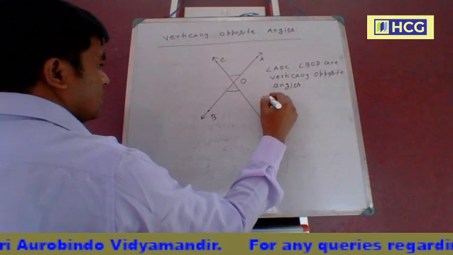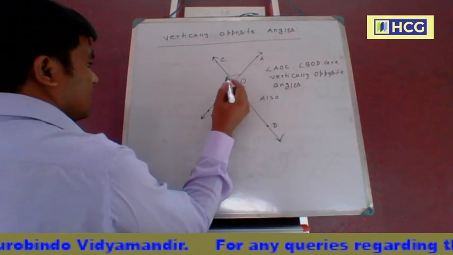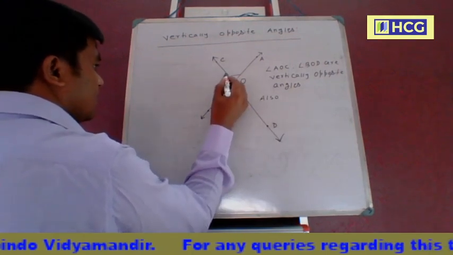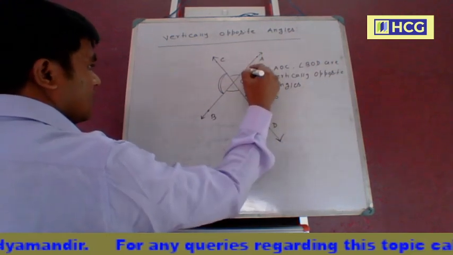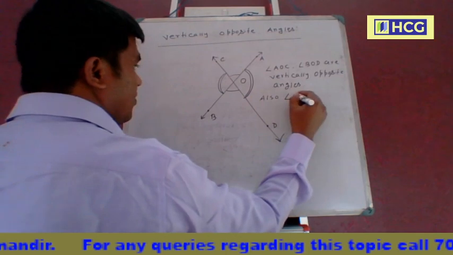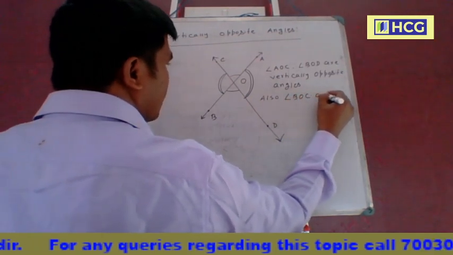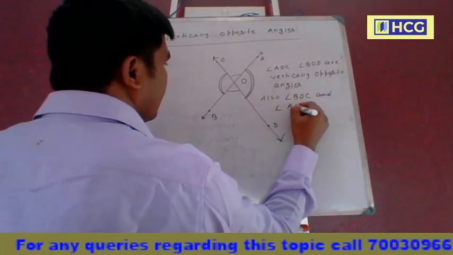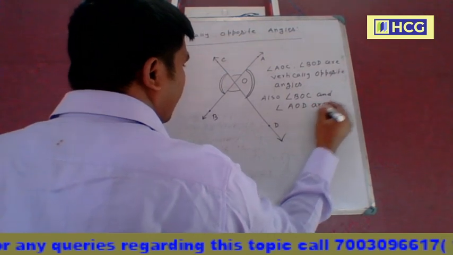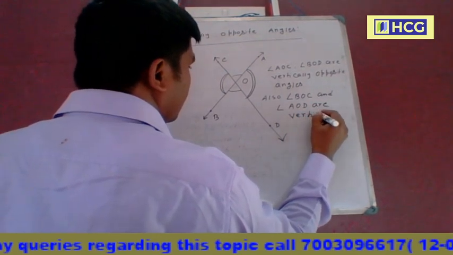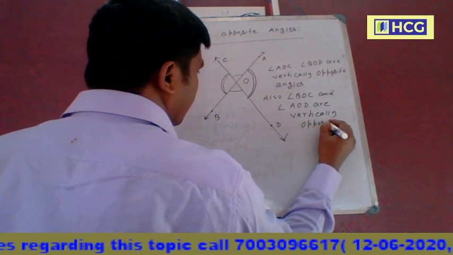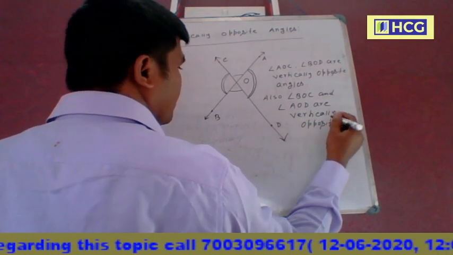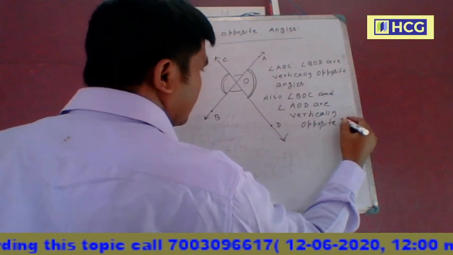Also, angle BOC and angle AOD, angle BOC and angle AOD are vertically opposite angles.